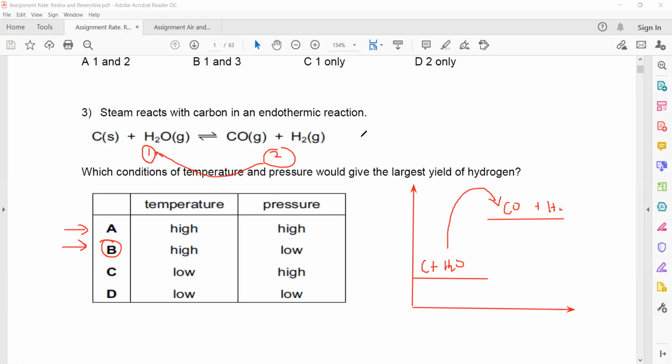Is this question clear? Because if I increase the pressure, the equilibrium will shift towards the left-hand side, so the yield will decrease.